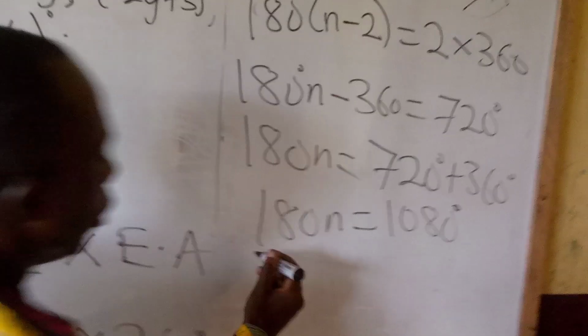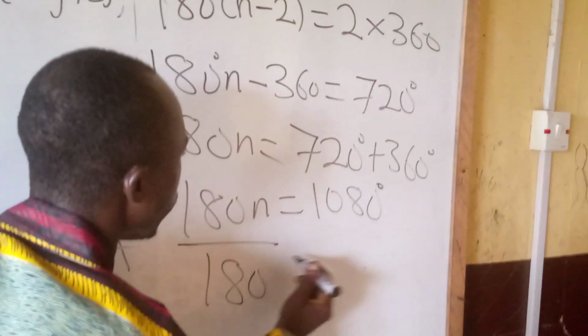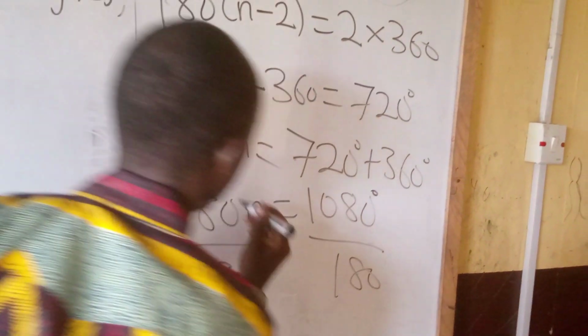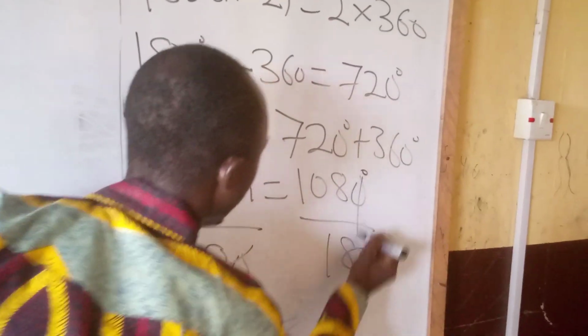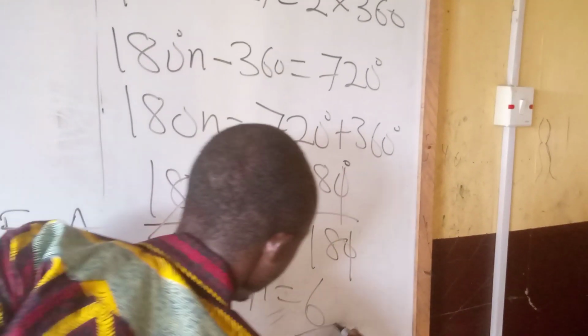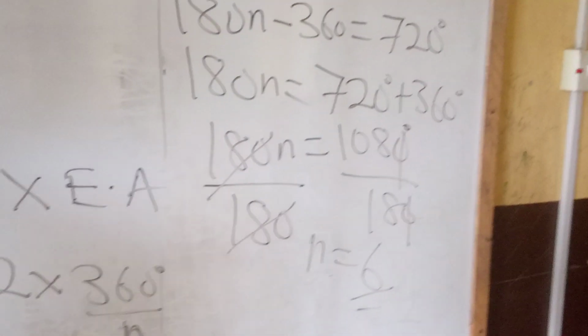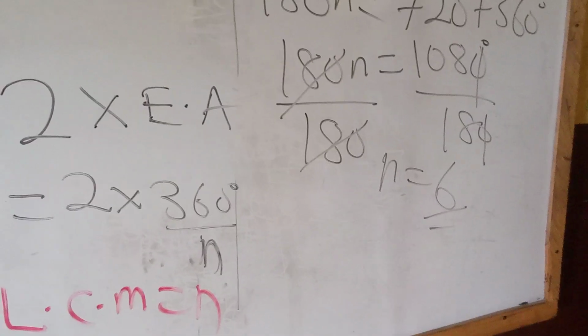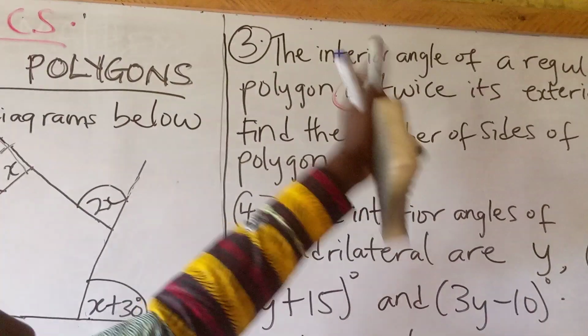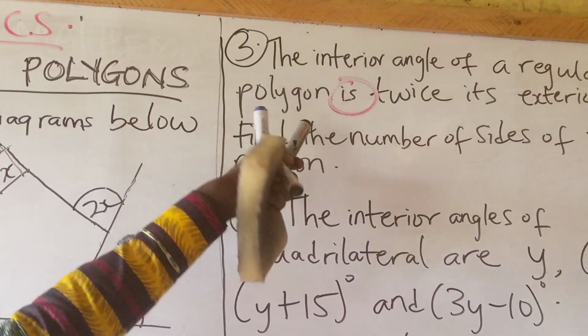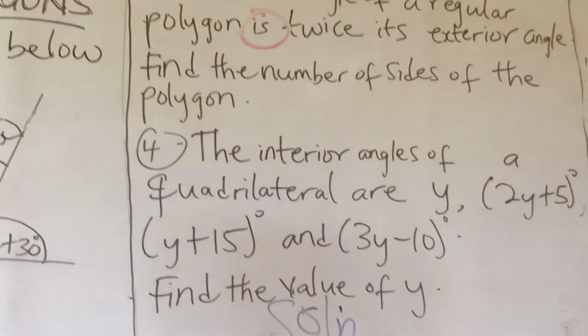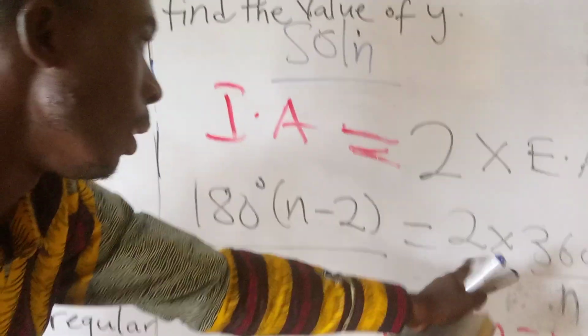Once we are having this, we divide both sides by the coefficient of n, which is 180. And n is what? 6. Here too you can check. So always, if you are given something like this, they can change this one. It's 3 times. Don't say that your teacher didn't teach you. You just change this one out and write 3.